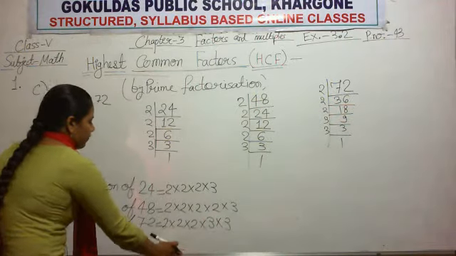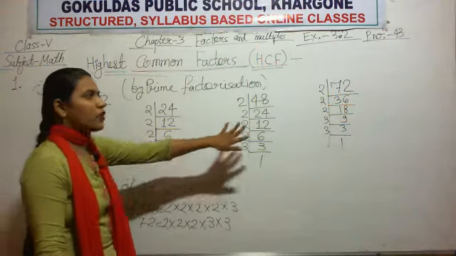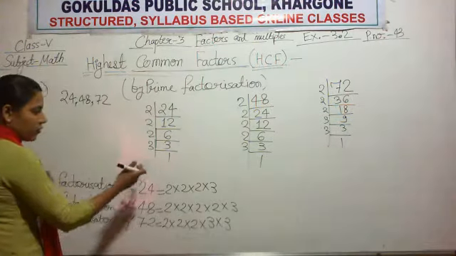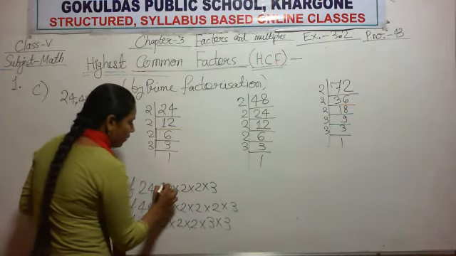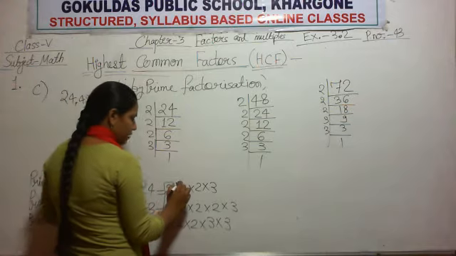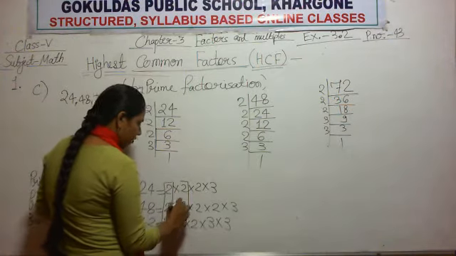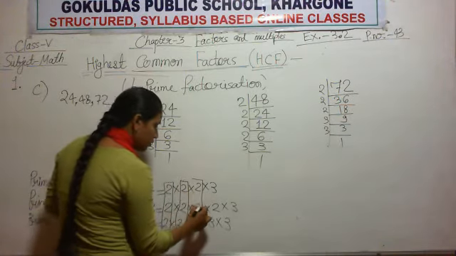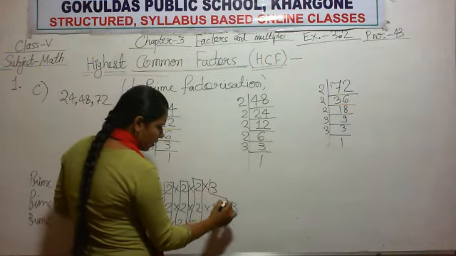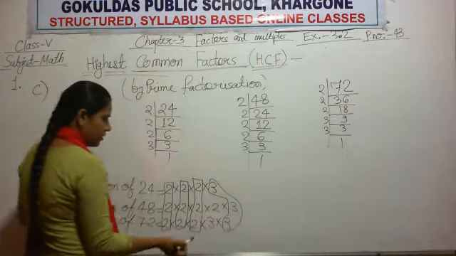Okay. So we have done half of the process for getting the HCF. Now we will find the common factors. So here 2 is common in all 3 numbers. Again 2 is common in all 3 numbers. Again 2 is common in all 3 numbers. Okay. And 3 is common in all 3 numbers.